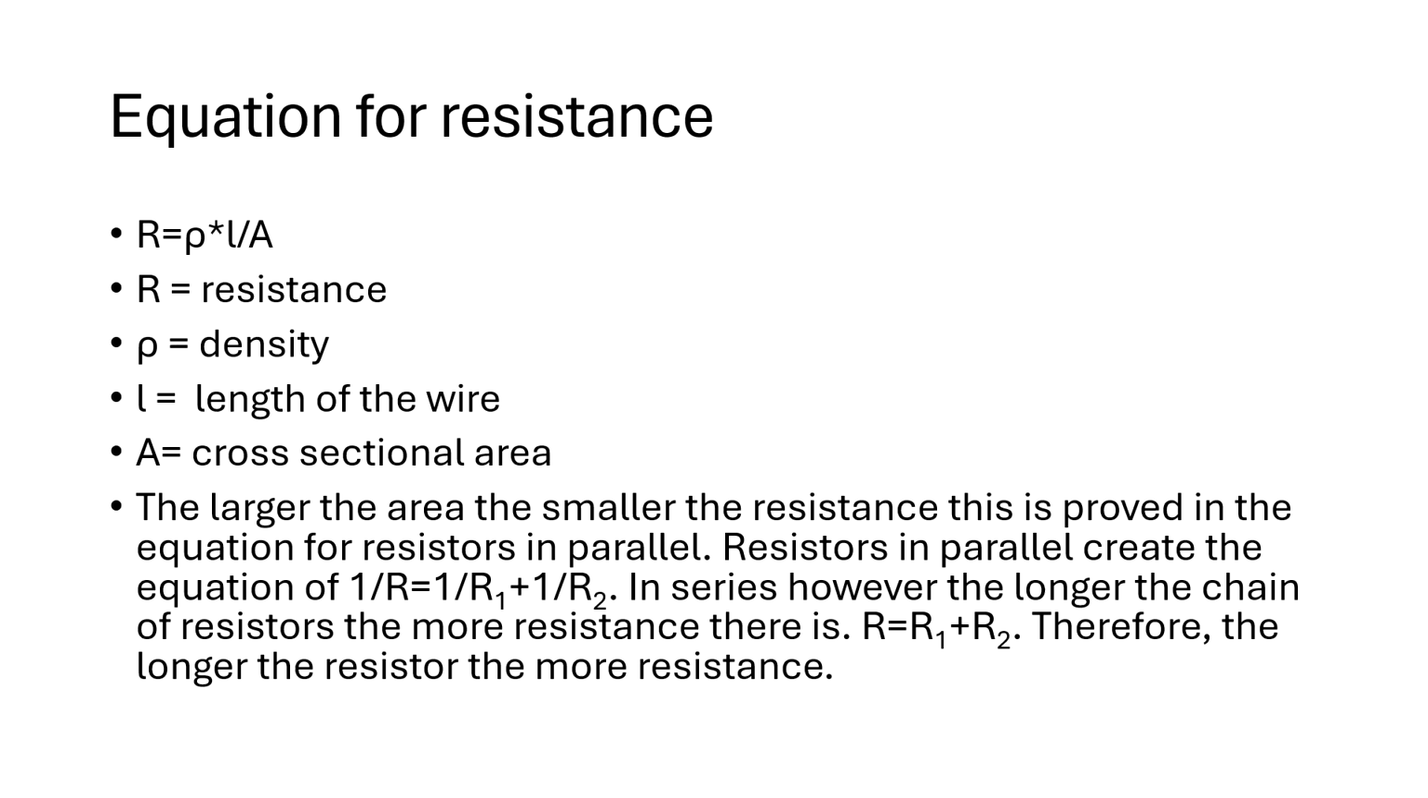Resistors in parallel create an equation of 1 over R equals 1 over R1 plus 1 over R2, and so on. In series, however, the longer the chain of resistors, the more resistance there is. The equation is R equals R1 plus R2, and so on. Therefore, the longer the resistor, the more resistance.